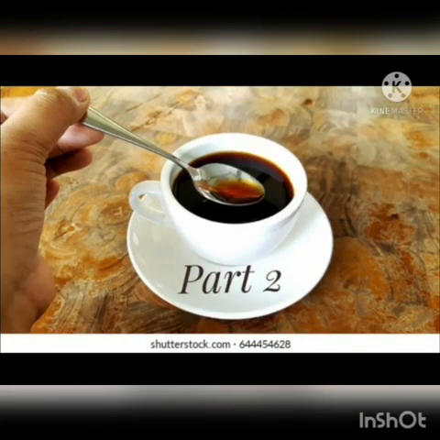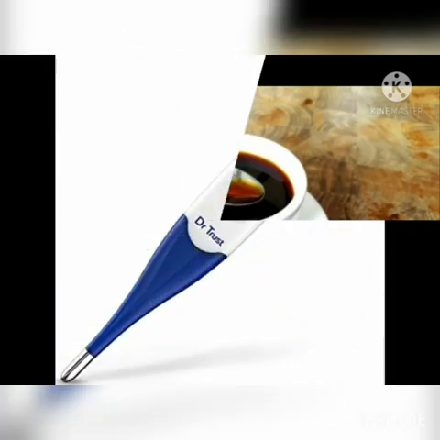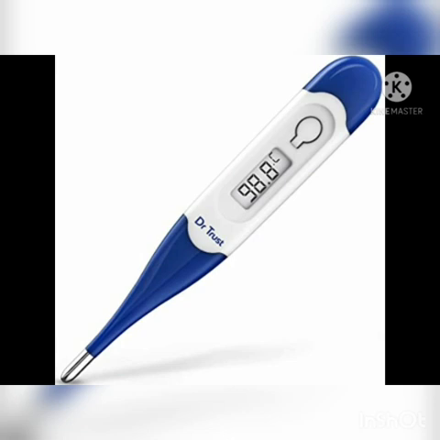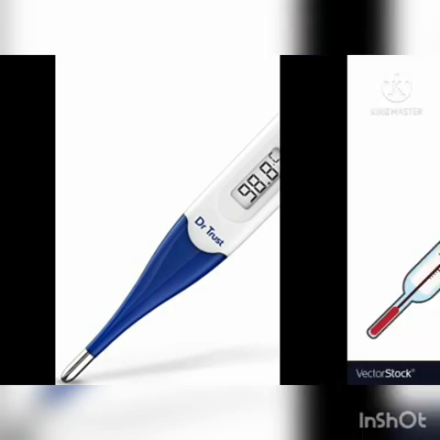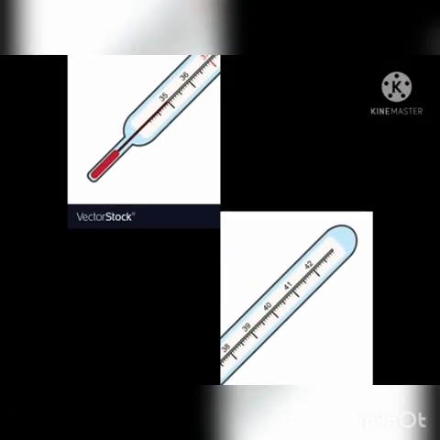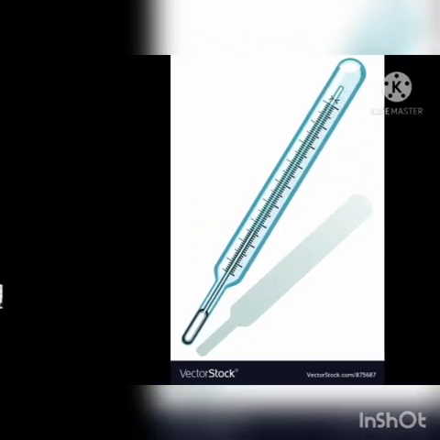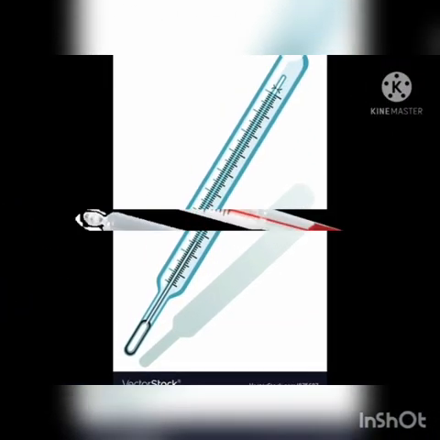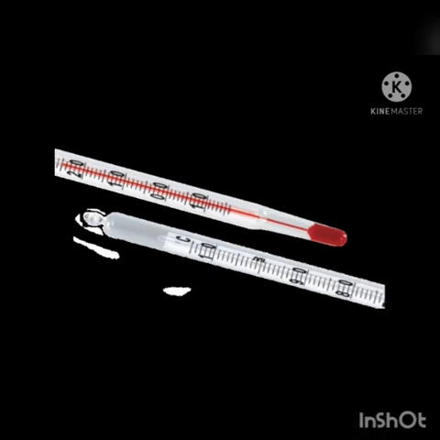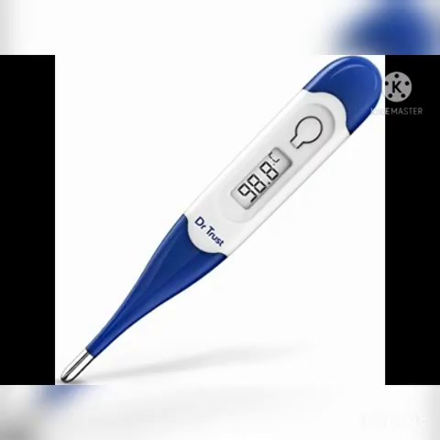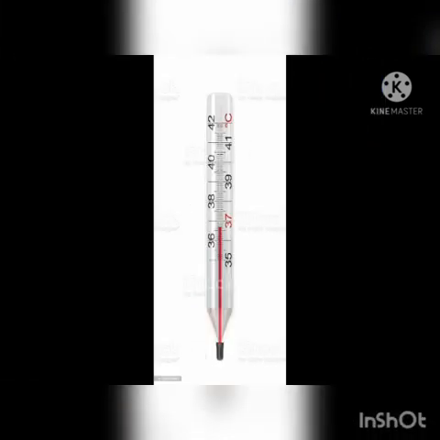Part 2. We move to the thermometer again. There are mainly two types of thermometer: the clinical thermometer and the laboratory thermometer. We are going to discuss these two thermometers in detail. So, first let us move to the clinical thermometer.